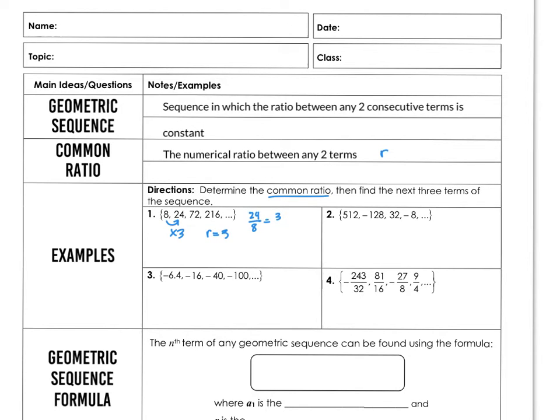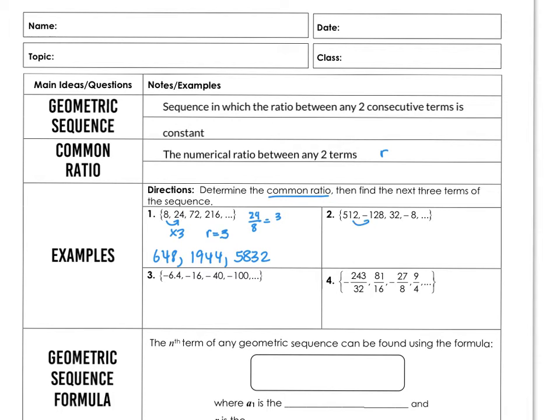So then if we need to find the next three terms, that'd be 216 times 3. Let's see, that is 648. And then times 3 again, so you get 1944. Times 3 again, 5832. Easy enough.